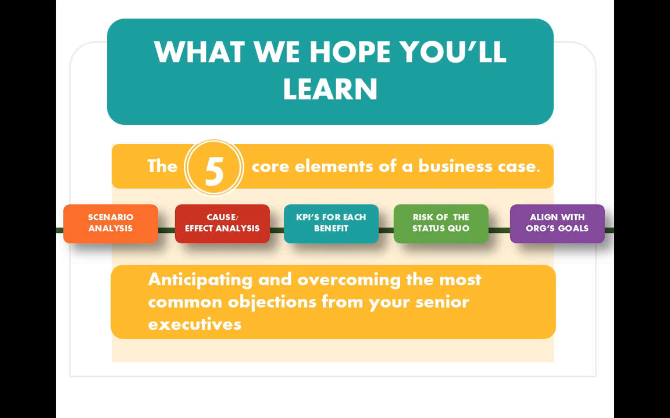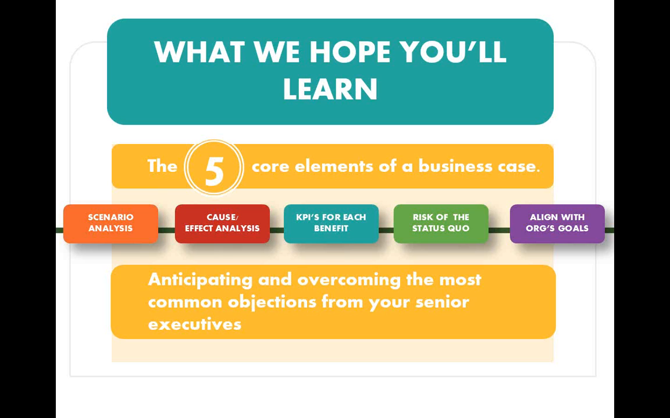So here are the 5 elements. It's the scenario analysis, and I have a very specific way I want you to talk about that. We're going to talk about cause-effect analysis, where you have specific statements around each benefit that you expect. Then KPIs, key performance indicators, for each benefit. So in other words, here's what success will look like, but here's how we're going to know we've been successful. And then the risks of the status quo, and then, of course, alignment.